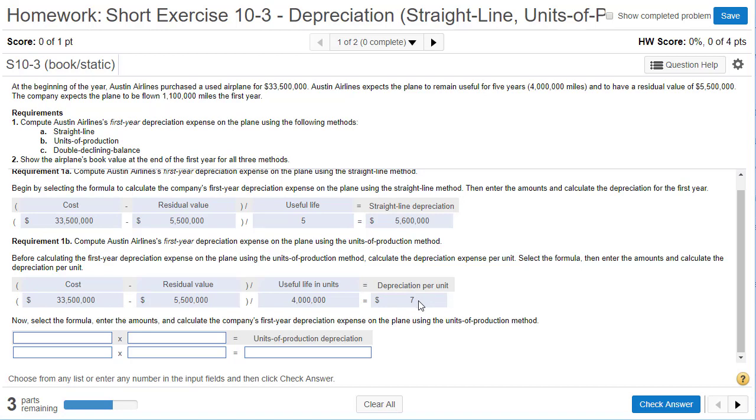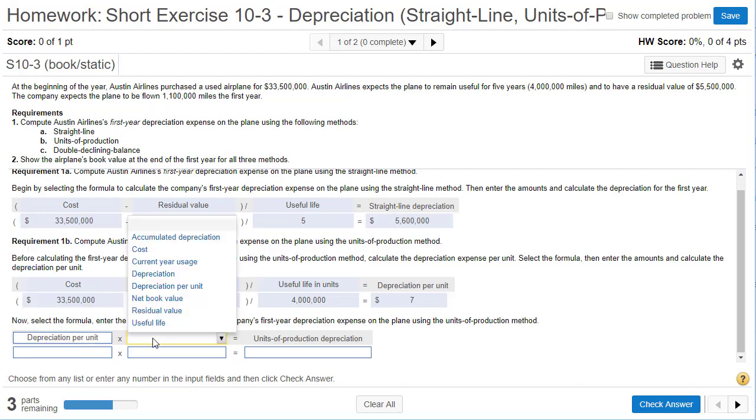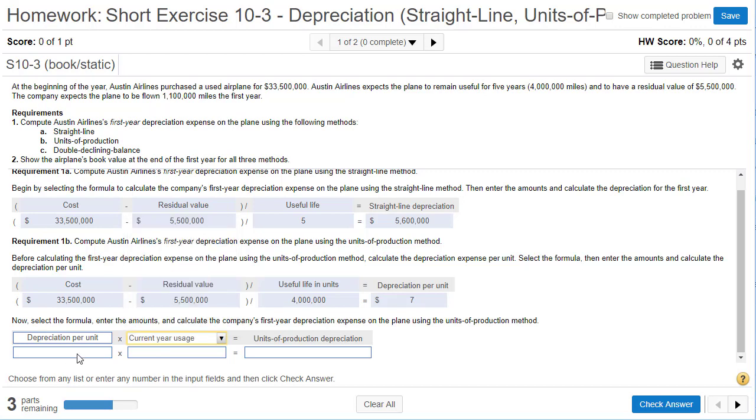And now we're going to calculate the depreciation for that first year. And to do that, we're going to take the depreciation per unit and multiply it by the current year usage, which is the miles that they've flown. So depreciation per unit, we get that from here, $7 per mile. And how many miles did they fly in their first year? 1.1 million. So 7 times 1,100,000 gives you $7,700,000 of depreciation for the first year.